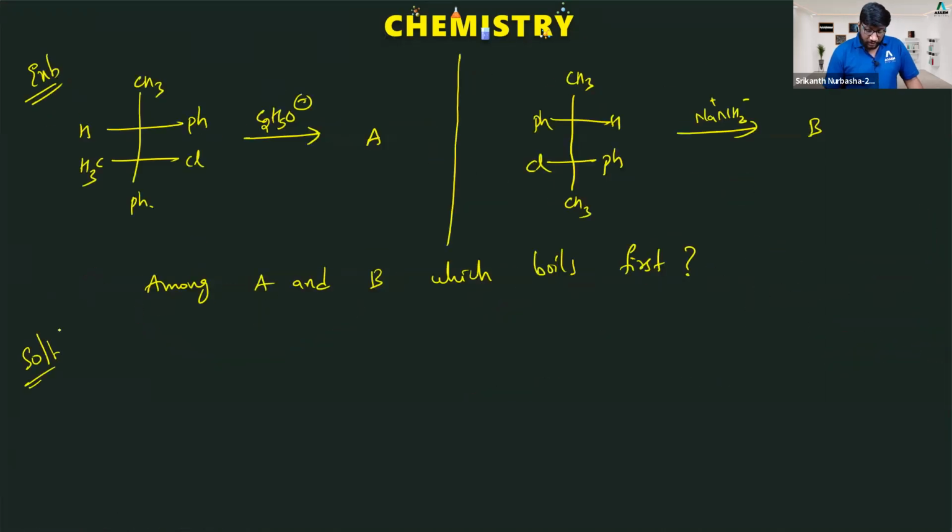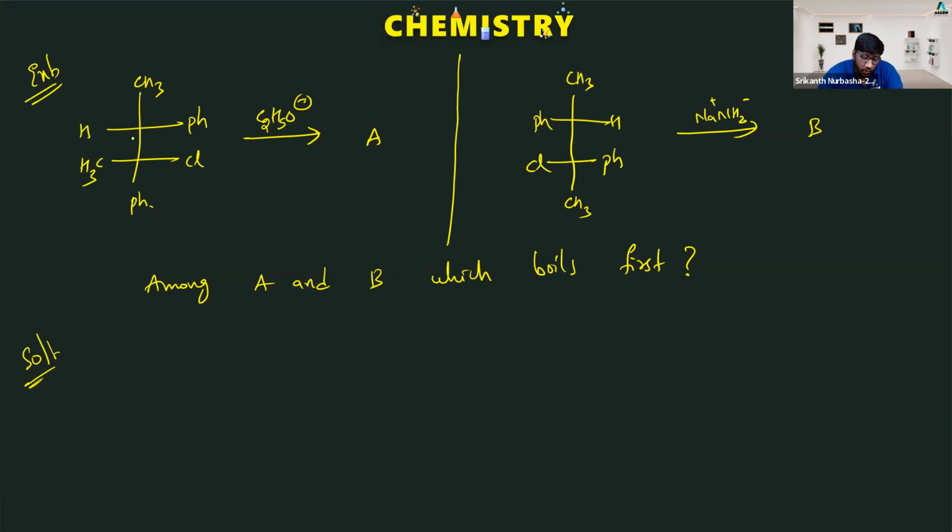The solution goes like this. I am talking about the first compound, CH3, CPhH, CCH, Cl, CH3. But for E2 elimination, what is the stereochemistry? E2 elimination is always happening in the anti-direction. That is what we know. That means the hydrogen which is picked up by the base and the leaving group, the halide ion, should be exactly opposite to each other.